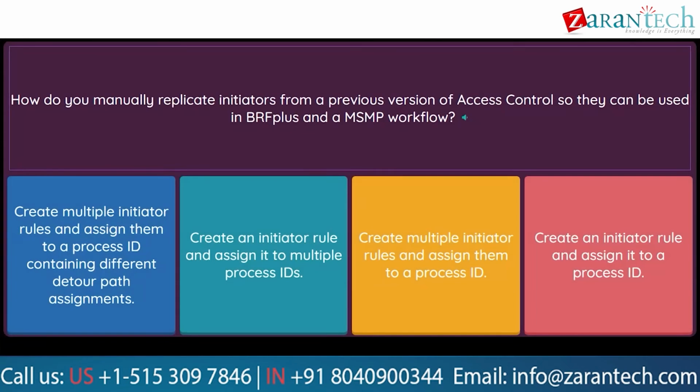Question: how do you manually replicate initiators from a previous version of access control so they can be used in BRF Plus and a MSMP workflow? Option 1. Create multiple initiator rules and assign them to a process ID containing different DTOR path assignments. Option 2. Create an initiator rule and assign it to multiple process IDs. Option 3. Create multiple initiator rules and assign them to a process ID. Option 4. Create an initiator rule and assign it to a process ID.